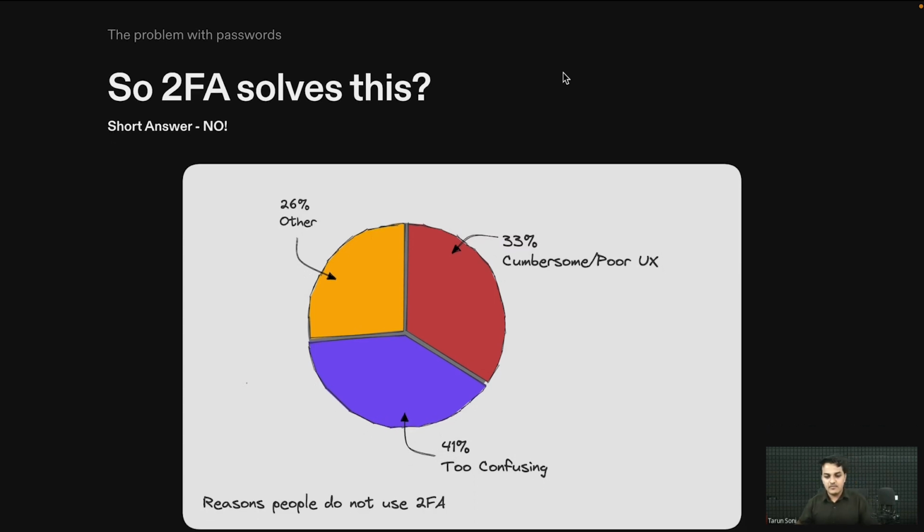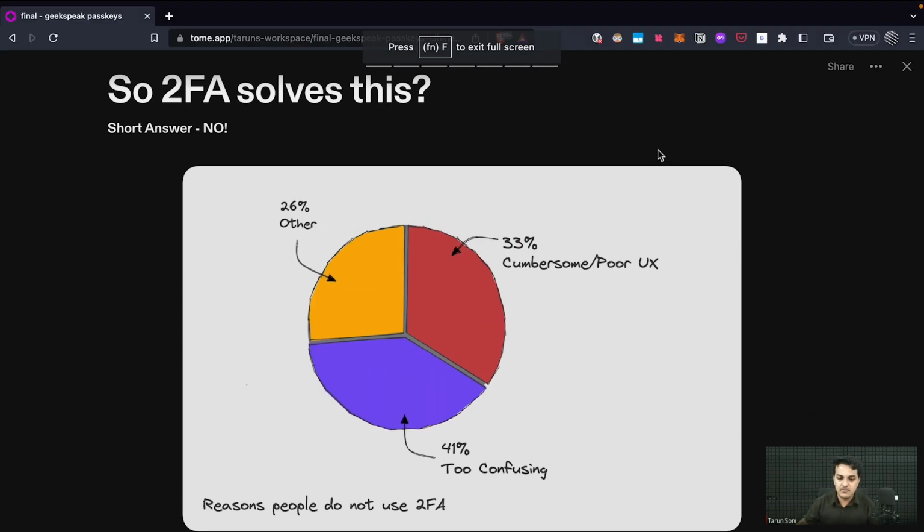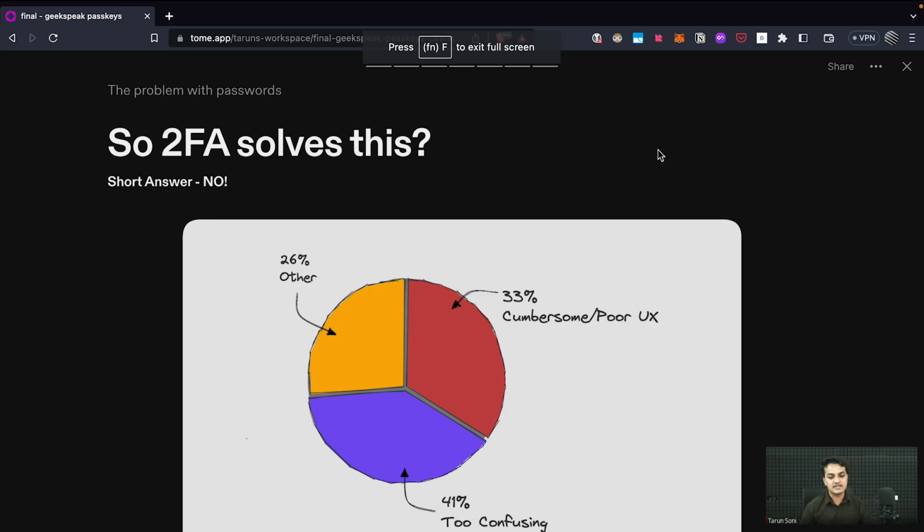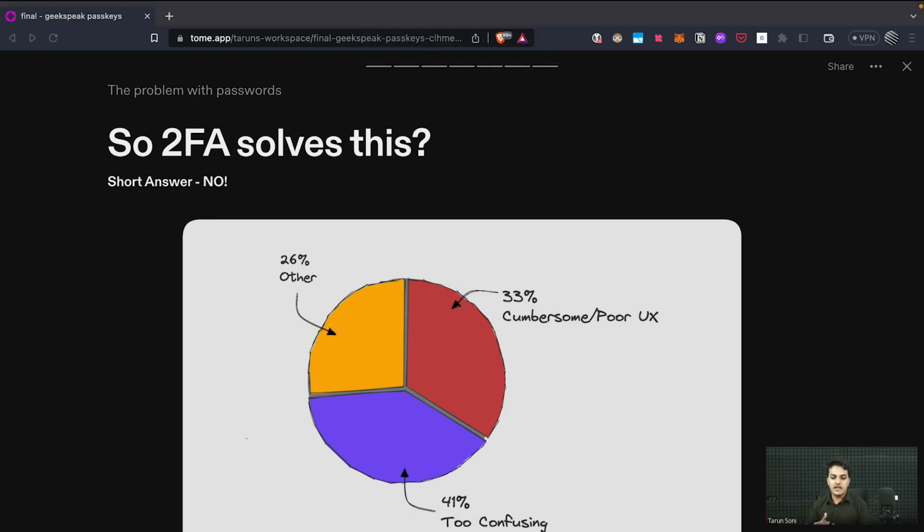Next, let's jump right into how passkeys will solve this. As you saw, passkeys will not only help in adoption, but also reduce the friction by quite a bit. Let me show you a demo, and we can quickly see how it will help.